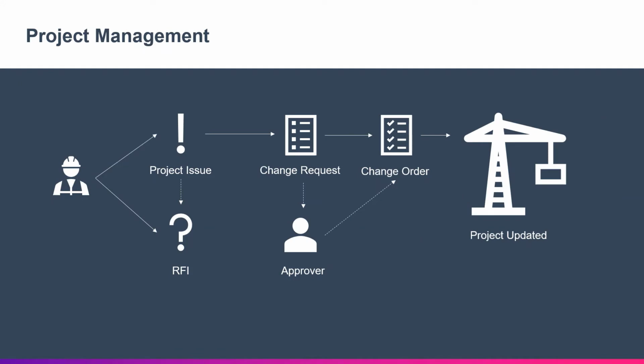Here's what that workflow will look like in practice. An employee may enter a request for information or raise an issue while on site, which can be done through a browser or through the mobile app. If that issue will require a change in the project's original plan, it can be converted into what we call a change request, which in turn can be subject to an approval process to convert it into an actual change order that will change the project budget.